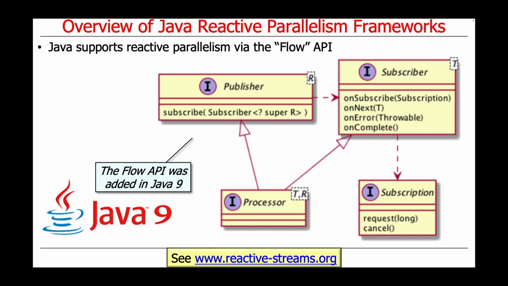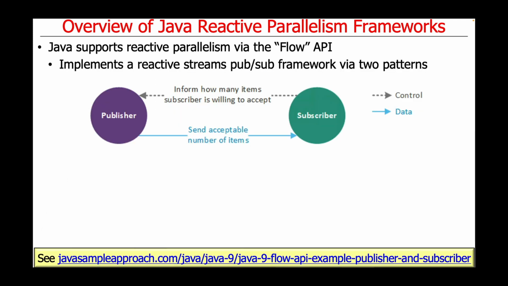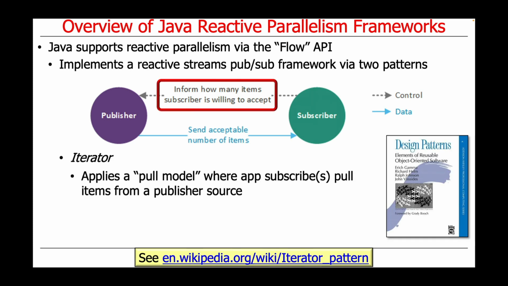And this is to handle essentially flow control, where you don't want fast publishers overwhelming the resources of slower consumers. As you'll see, the main approach here is based on something called the publisher-subscriber pattern, and that in turn is based on two other patterns. These patterns come from the Gang of Four book, the good old Elements of Reusable Object-Oriented Software book, the Design Patterns book. And the two patterns are iterator, which is a pull model where the subscriber or subscribers pull a certain number of items from the publisher, which is the source. So the subscribers are the sinks, the publisher is the source.